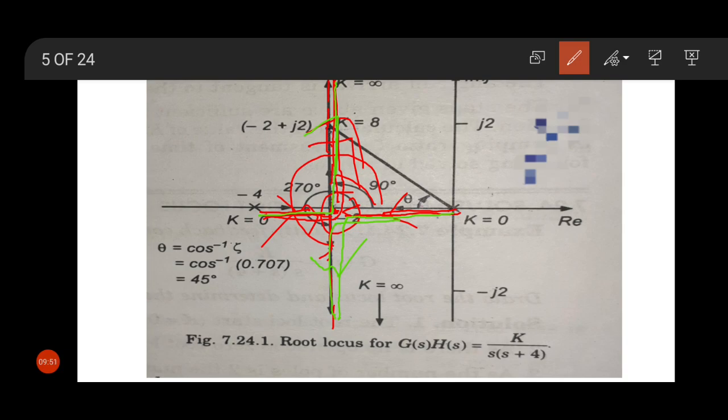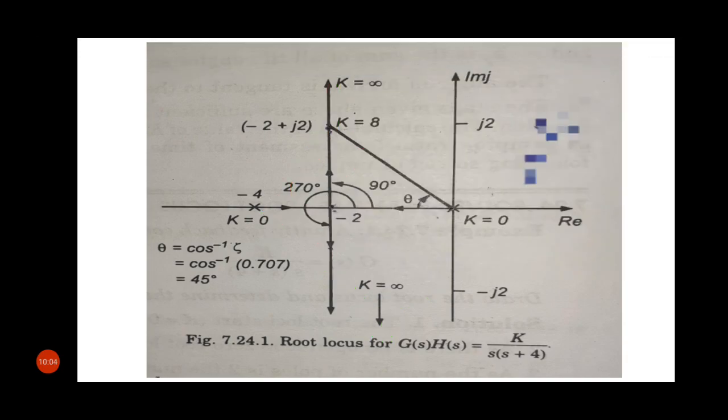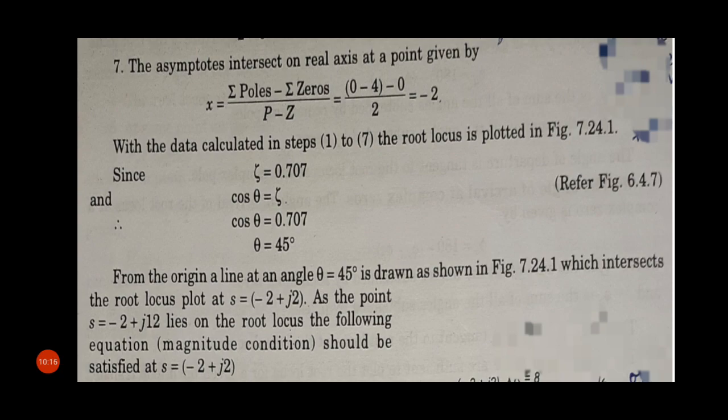And this is our k equal to infinity, this is k equal to -infinity, and this is k equal to +infinity. Okay, so I remove all this highlighting. Clear? Now we calculate the value of k.